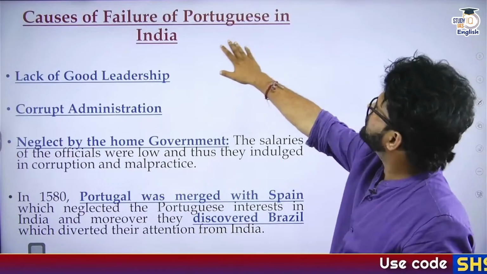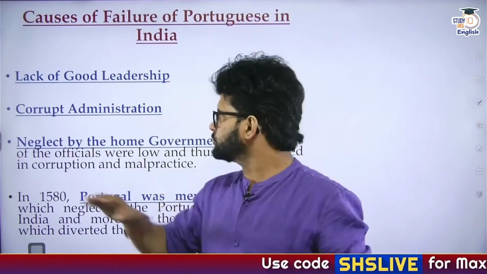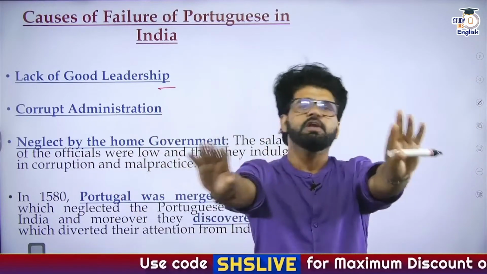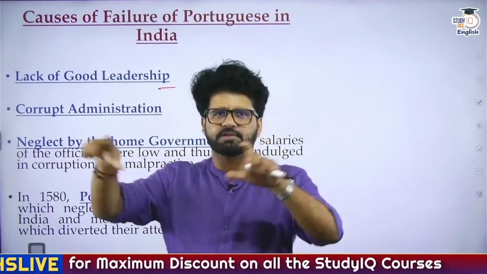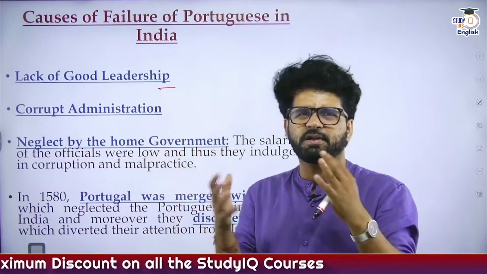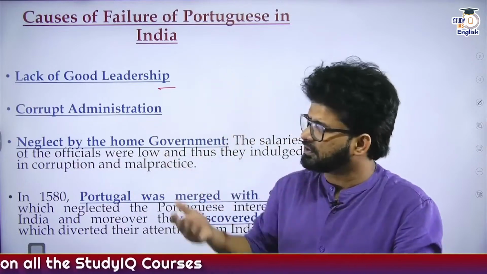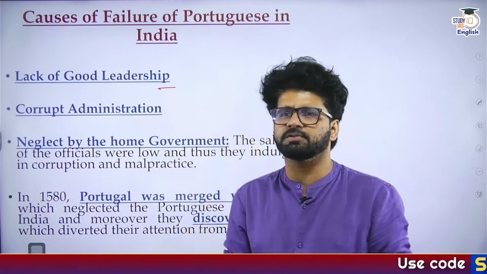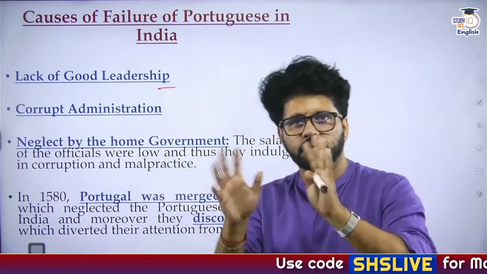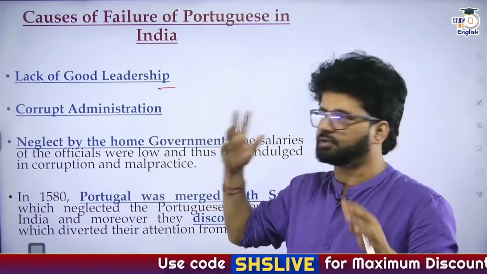So what are the causes of failure of the Portuguese in India? So, lack of good leadership. We talked about three viceroys. First, second, Francisco de Almeida, Albuquerque, and then after some time, Nino da Cunha. But they did not have good leadership. When we talk about the English EIC, you will hear about Robert Clive and so many other people. Robert Clive is not the only person we will hear about. So there was a good amount of leadership which you will see in the English EIC.